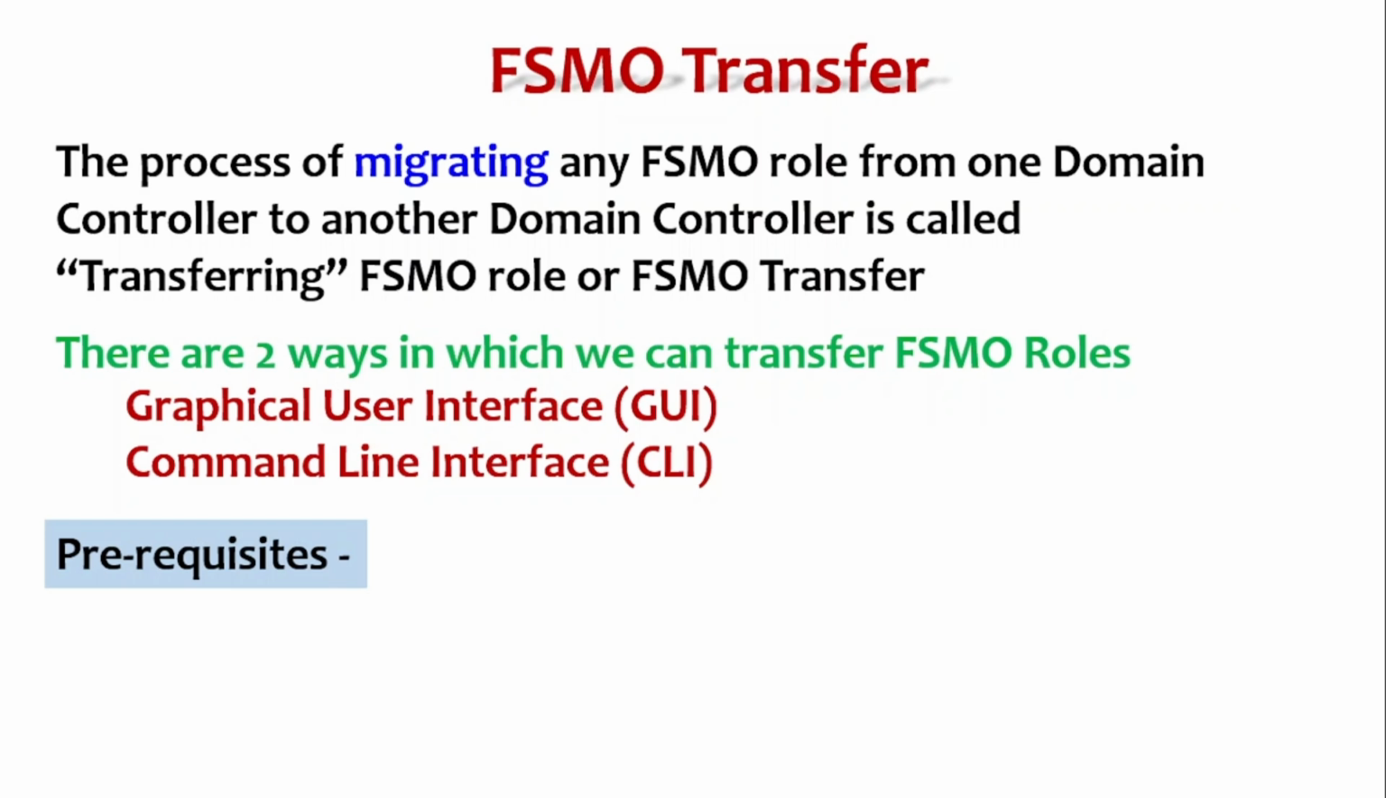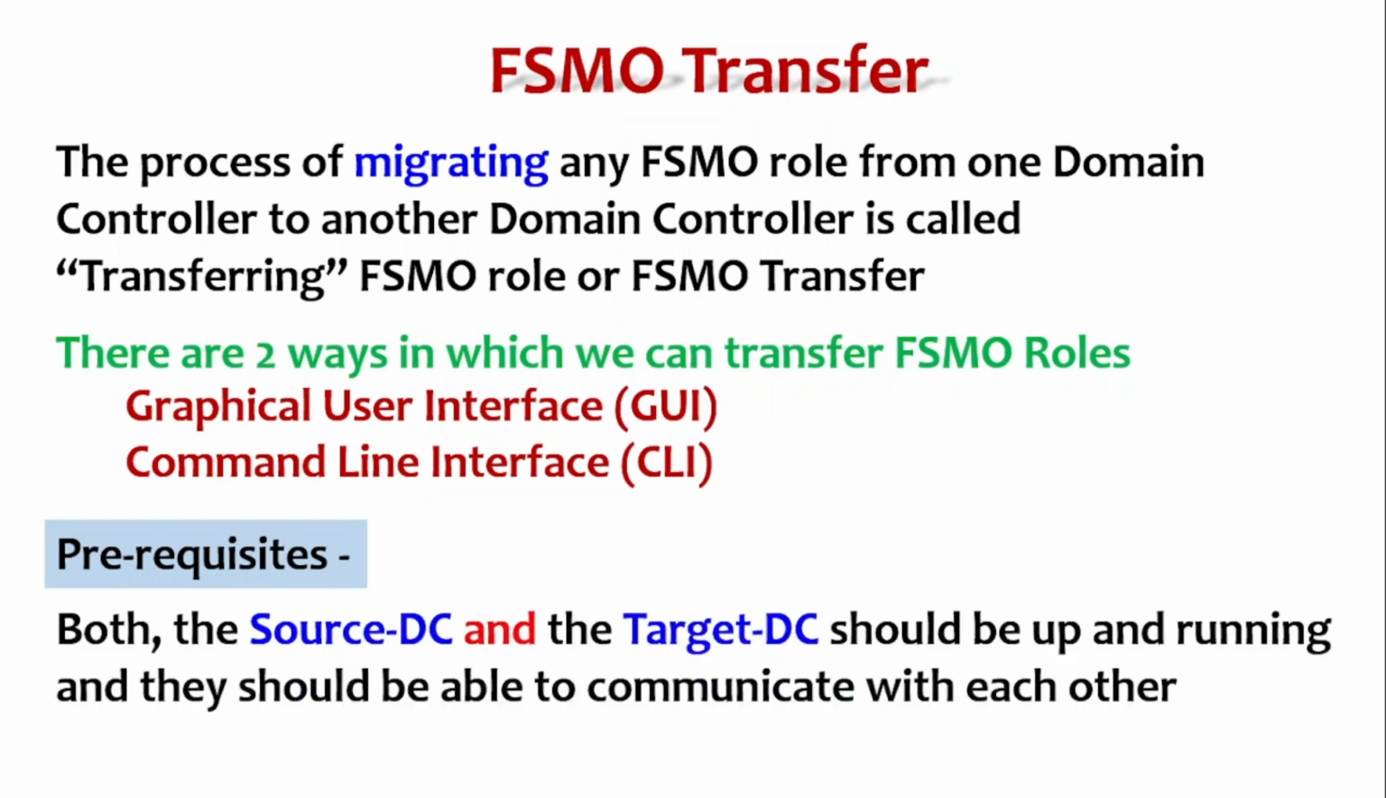But the second prerequisite is that both the source domain controller and the target domain controller should be up and running, and they should be able to communicate with each other. So both source and target should be up and running, and they should be able to talk with each other to perform FSMO transfer.